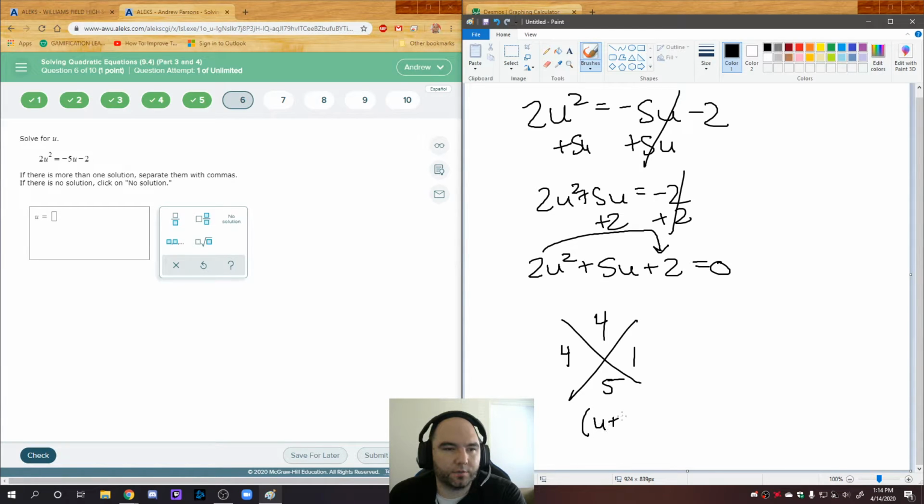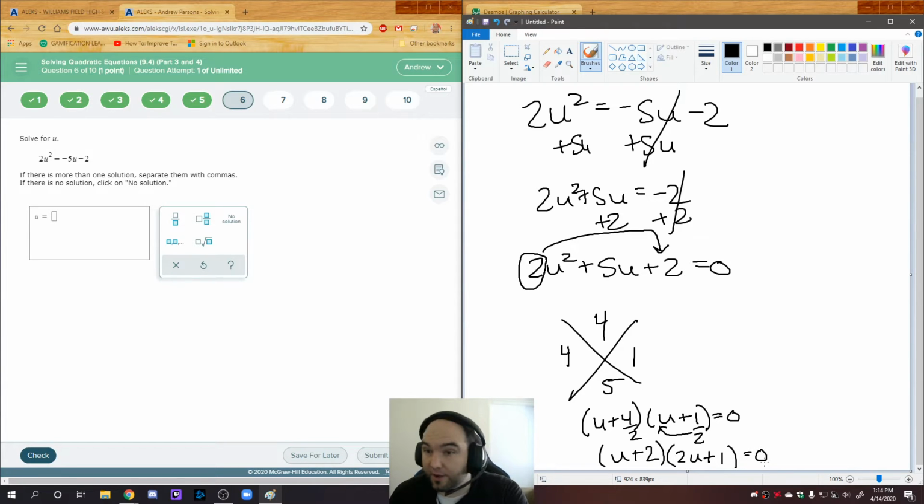I write u plus 4, u plus 1. This is not right, but I correct it by putting each of these over 2. Why am I choosing 2? Because that was the number in front of everything here. So I get u plus 2, and then on the second one I can't divide, so I bring the 2 up and get 2u plus 1 equals 0, and it's factored.